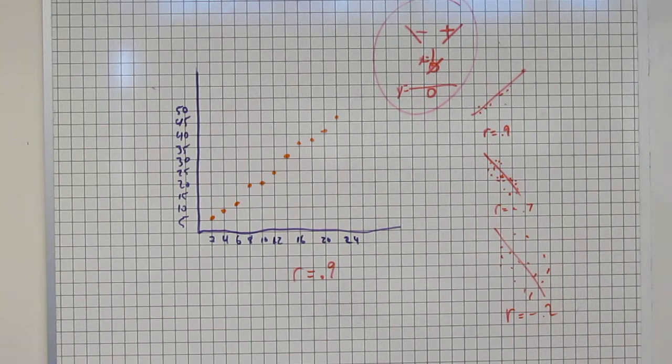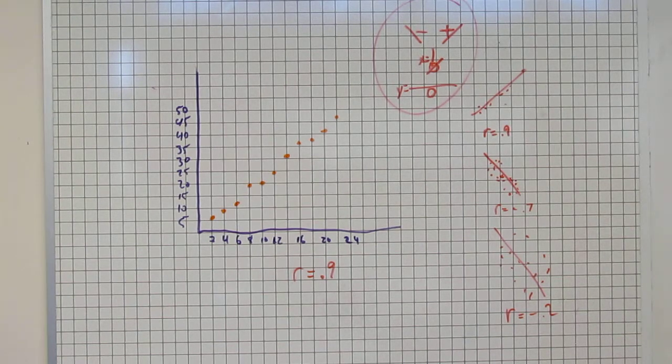An R value of 0 is almost impossible. You'd have to have a circle, or a circle within a circle, two perfect circles. That's the only way you would get an R value of 0. So an R value of 1 is more likely than an R value of 0. Does that make sense?